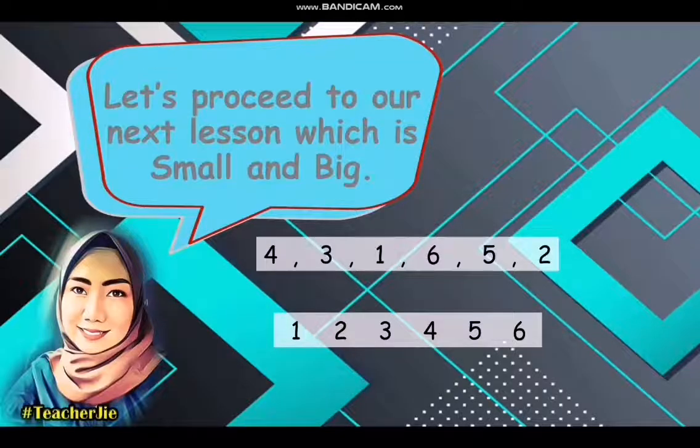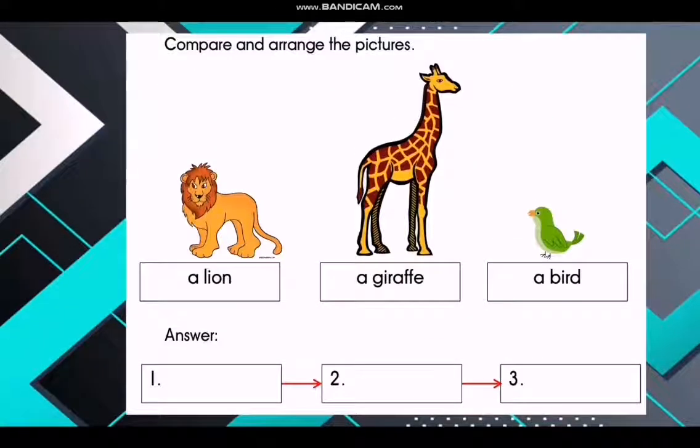Let's proceed to our next lesson, which is small and big. Compare and arrange the pictures. Can you see a lion, a giraffe, and a bird? Let's start with the smallest animal first. The first one should be a bird, followed by a lion, and the biggest animal here is a giraffe.